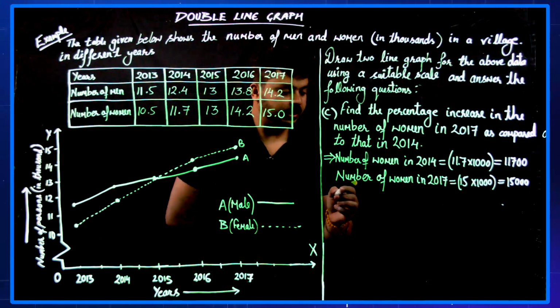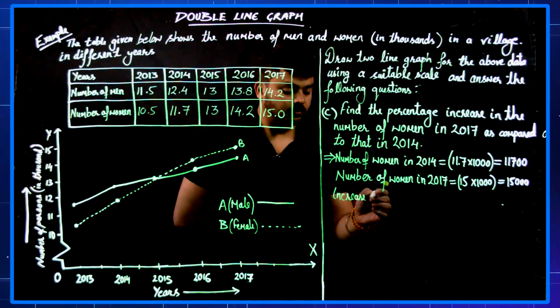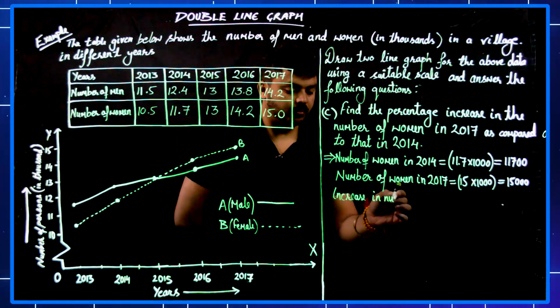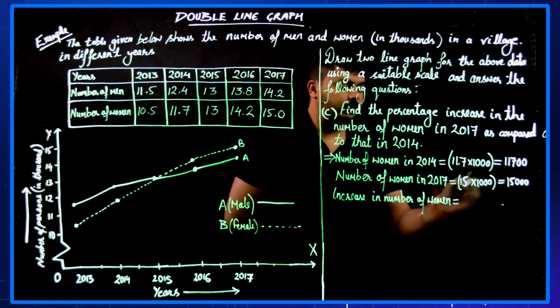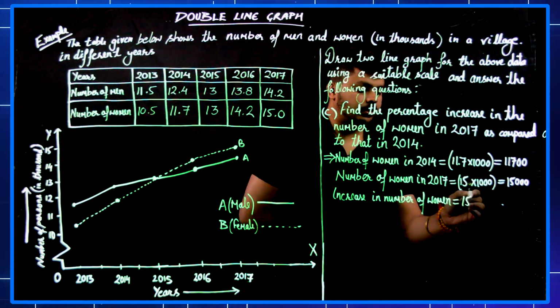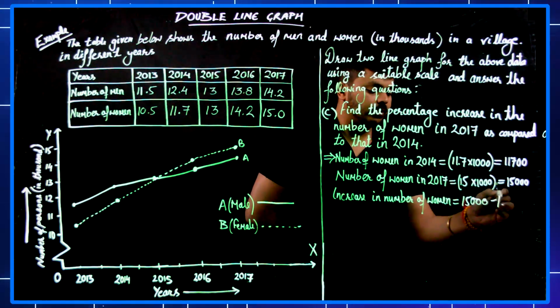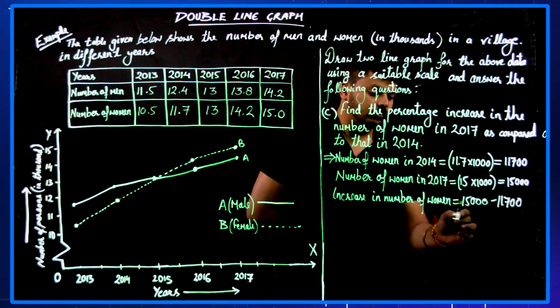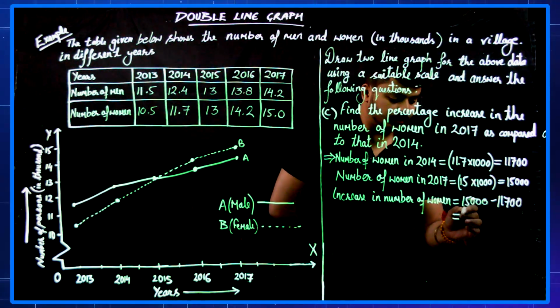So now the increase in the number of women equals 15,000 minus 11,700. So we get 3,300.